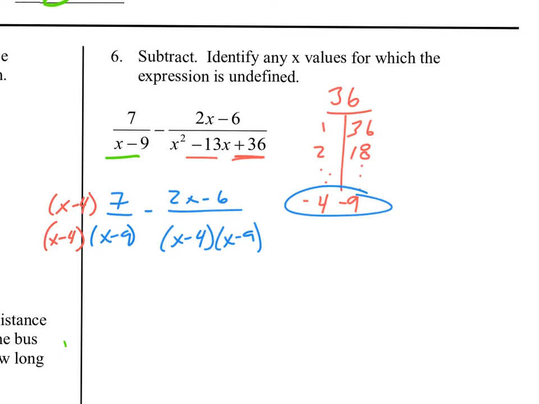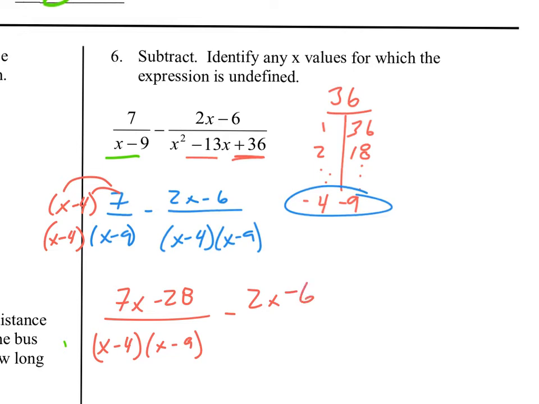So now if we simplify this a little bit, we've got 7 times x, which gives me my 7x, and then 7 times negative 4, which gives me negative 28. And my denominators are the same. We don't need to mess with those. My right side is going to be my minus 2x minus 6, and then x minus 4, x minus 9.